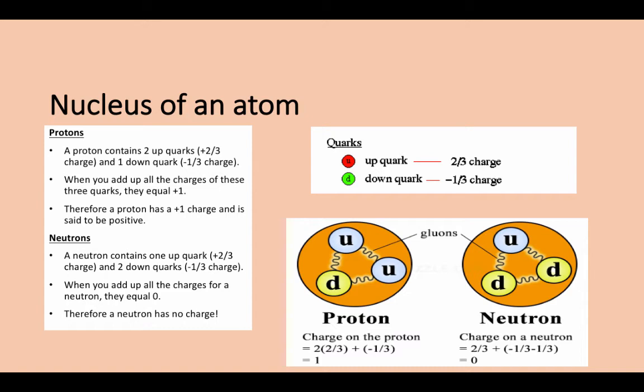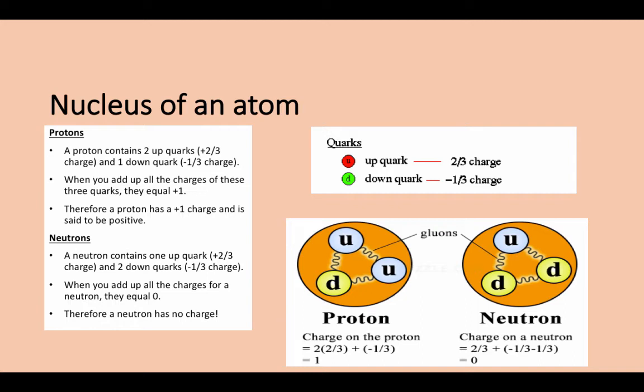So if you take 2 up quarks, each of those quarks has a charge. They each have a charge of +2/3. And that down quark has a charge of -1/3. When you add all those quark charges up together, it actually equals +1. Therefore, we say that protons have a positive charge. And it happens to be specifically a +1 charge because that is the addition of all the quarks within the proton.